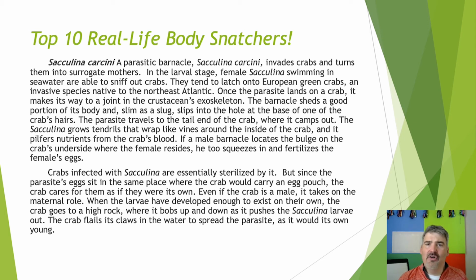If a male barnacle locates the bulge on the crab's underside where the female resides, he too squeezes in and fertilizes the female's eggs. So here's what I have in my notes. Now that the barnacle has invaded the crab, it travels to the tail of the crab. There it grows tendrils, or thread-like arms, that wrap around the inside of the crab and steals its blood. If there happens to be a male barnacle, it finds the spot on the crab's underside where the female is camped out and fertilizes the female's eggs. Make sure you add to your notes if you need to.